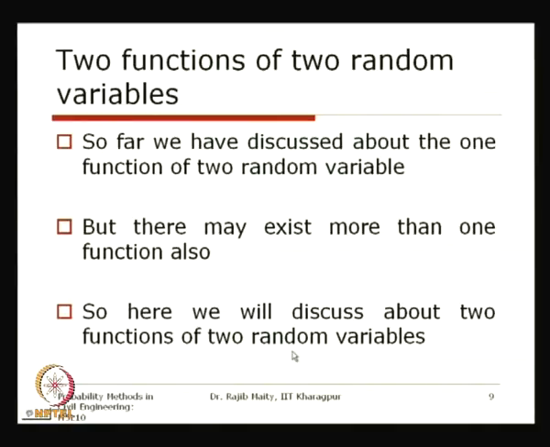So, now we will go to the two functions. Sometimes it is possible to have two or more functions out of the random variables that we are having. If we are talking about more than one new random variable, you know that these functions are also random variables, so we will be interested to know what their joint density is.